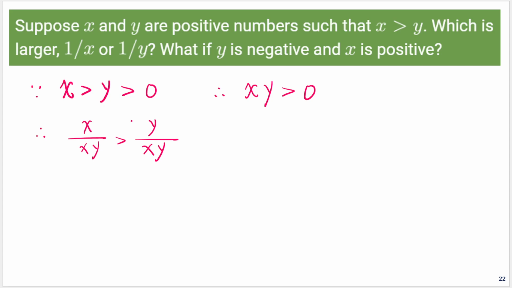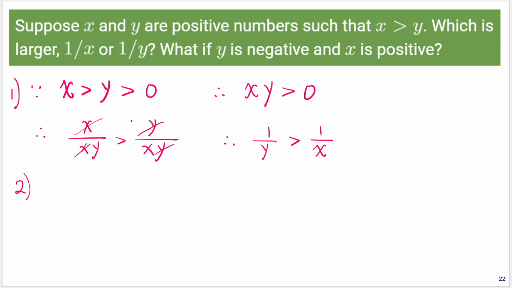Because if you divide both sides of an inequality using a positive number, we do not change the direction of the inequality sign. And this means, okay, cancel x here, y over y, cancel y here. 1 over y must be greater than 1 over x for the cases where x is greater than y, which is greater than 0, right?